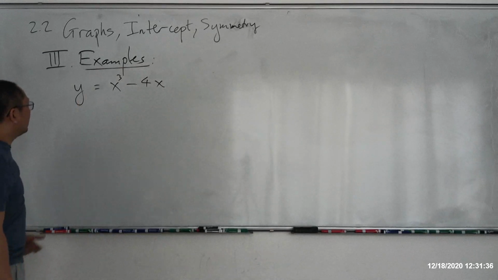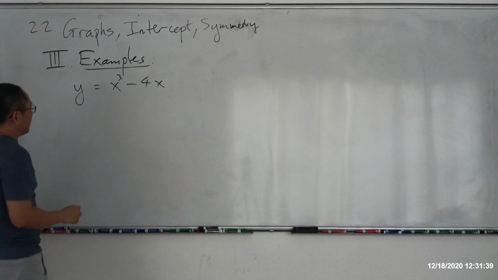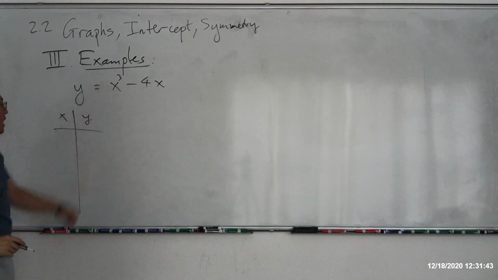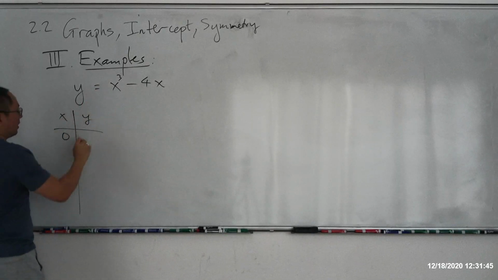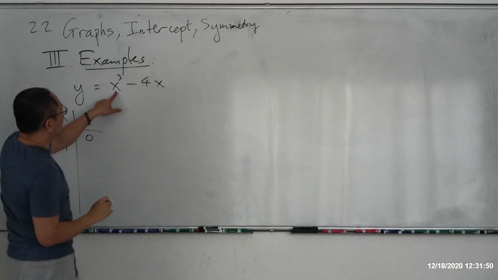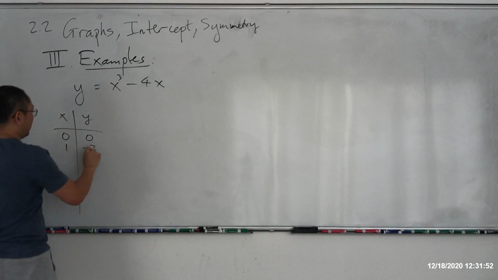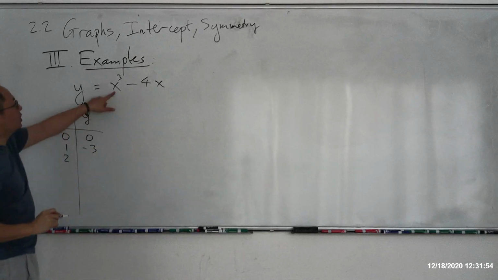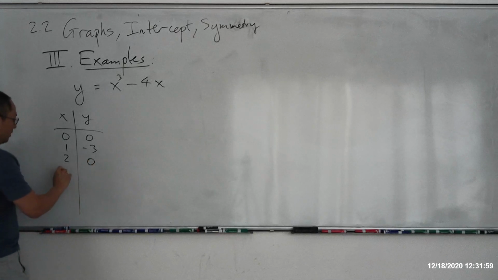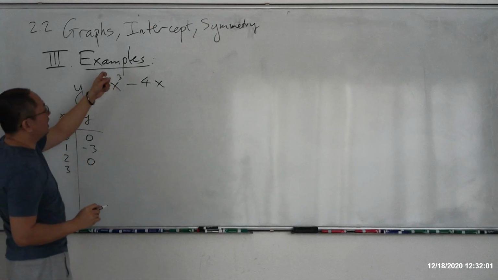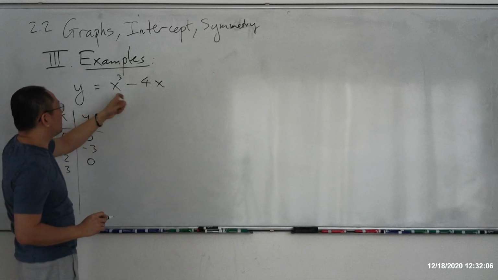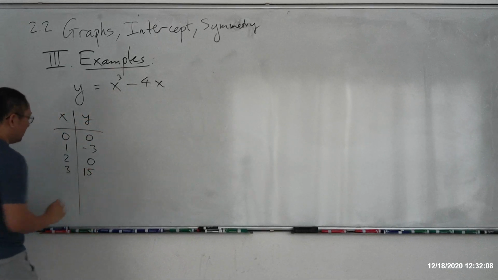And of course we can sketch a graph, make a table. x, y, and plug in some values for x. x equals 0, we got y equals 0. Try x equal to 1. This is 1 right here, minus 4 is negative 3. x equal to 2. 2 cubed is 8. 8 minus 8 is 0. x equal to 3. 3 cubed is 27. Oh boy, it's going to get bigger, right? 3 times 4 is 12. 27 minus 12 is 15, I think. Check my algebra.